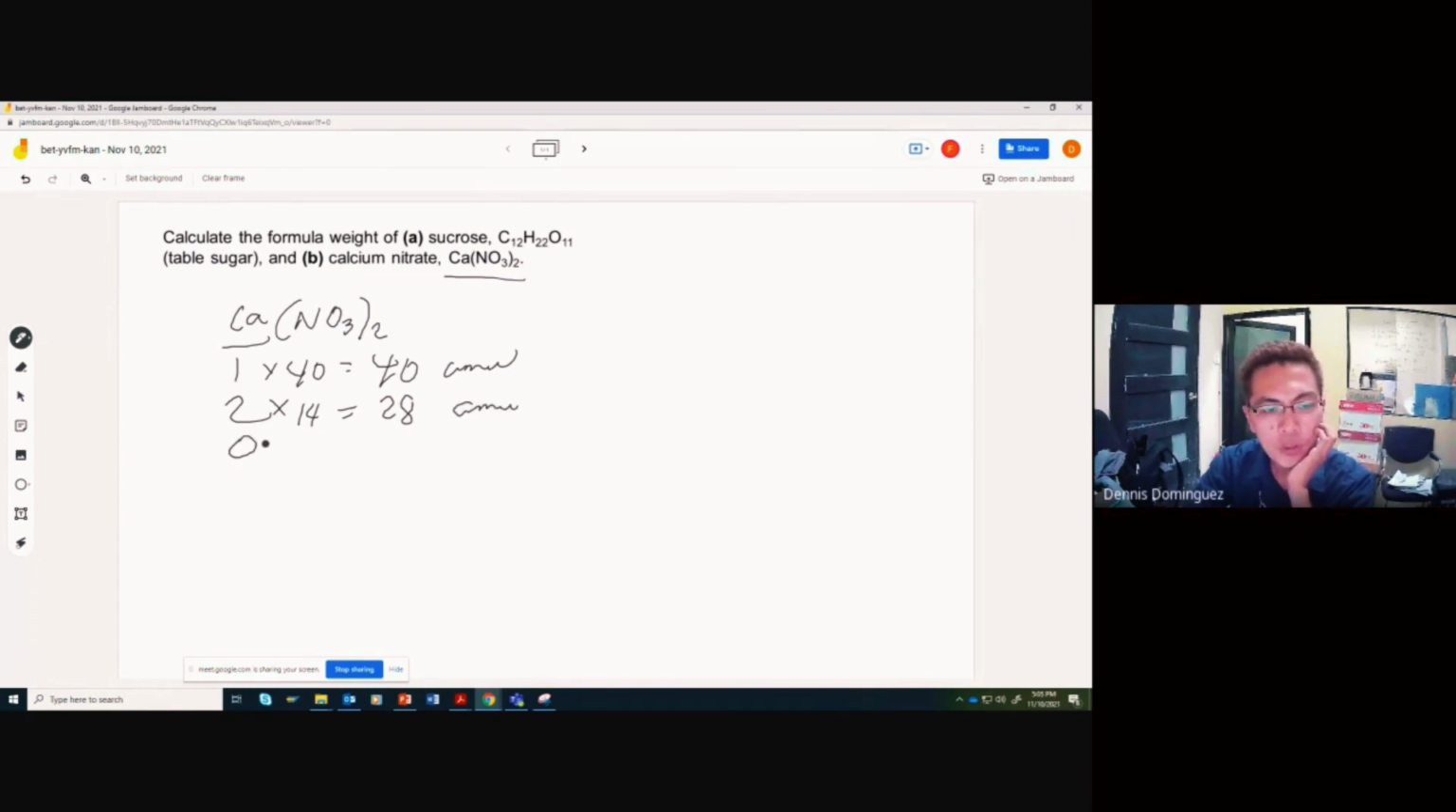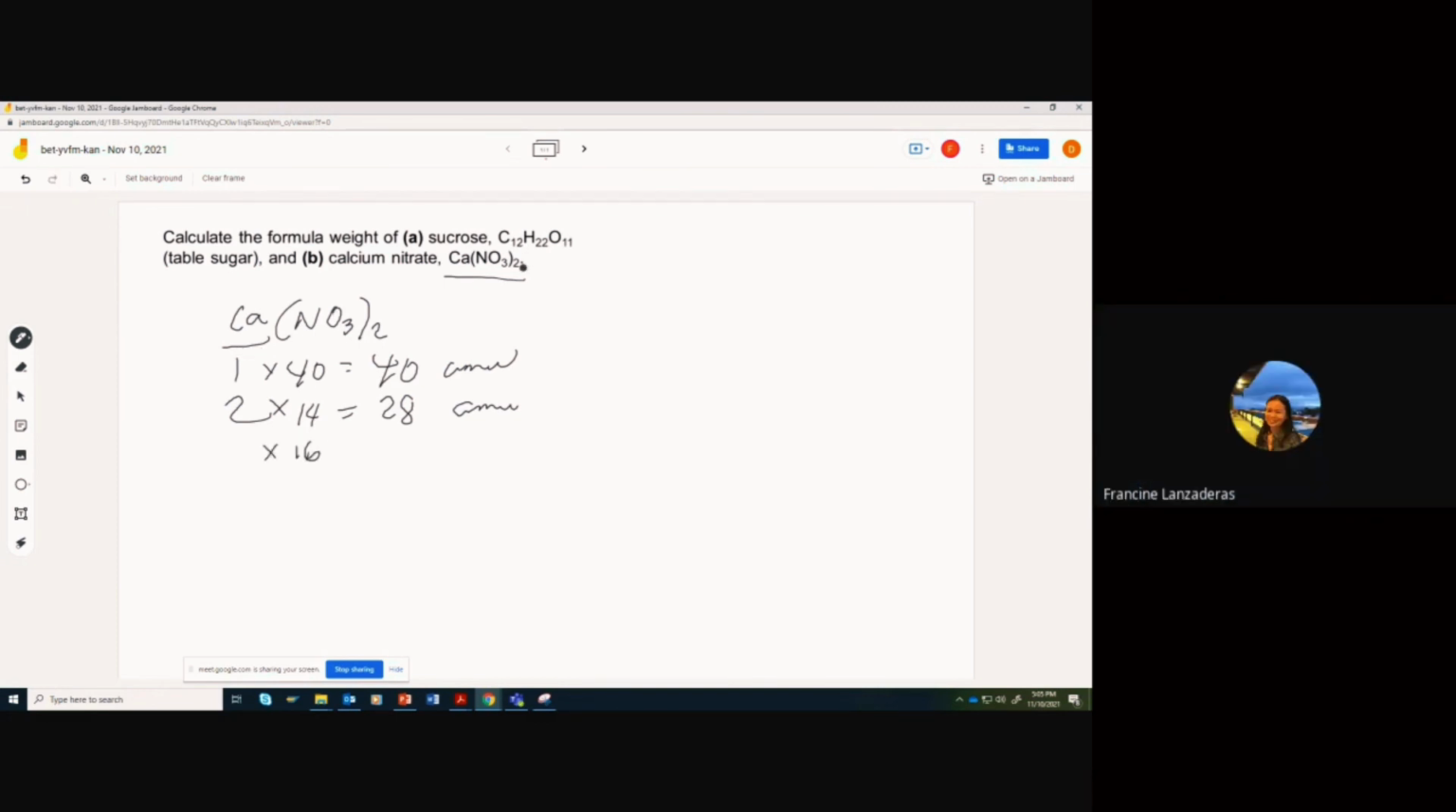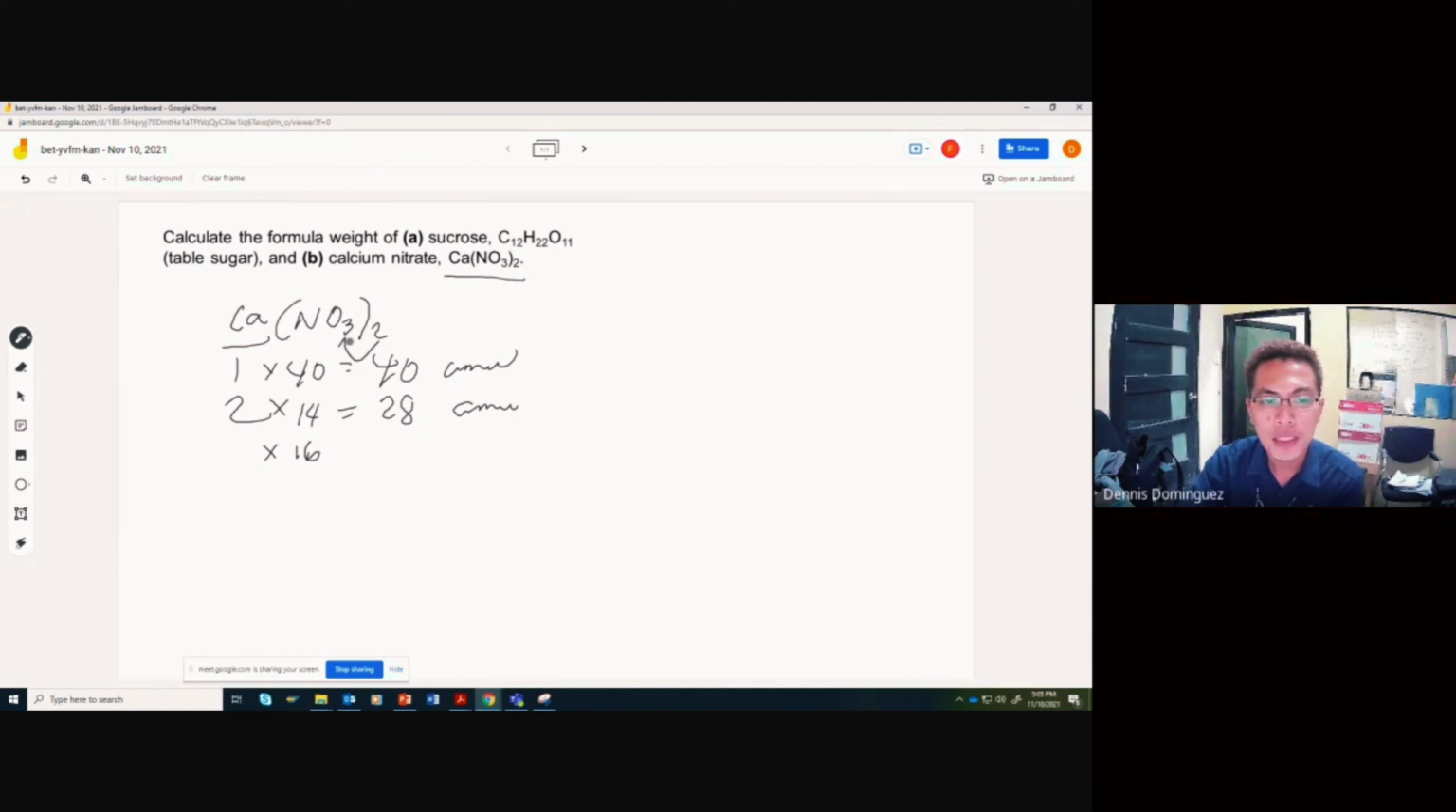Then oxygen, how many atoms of oxygen do we have? That's 16 each. 6 atoms, so 2 times 3 there. So that's 6. The earlier one is 2 times 1. So that's 2 for nitrogen, 6 for oxygen. So 16 times 6 is around 96. Plus 28 plus 40. Meaning to say, the formula weight for calcium nitrate is around 164 AMU.